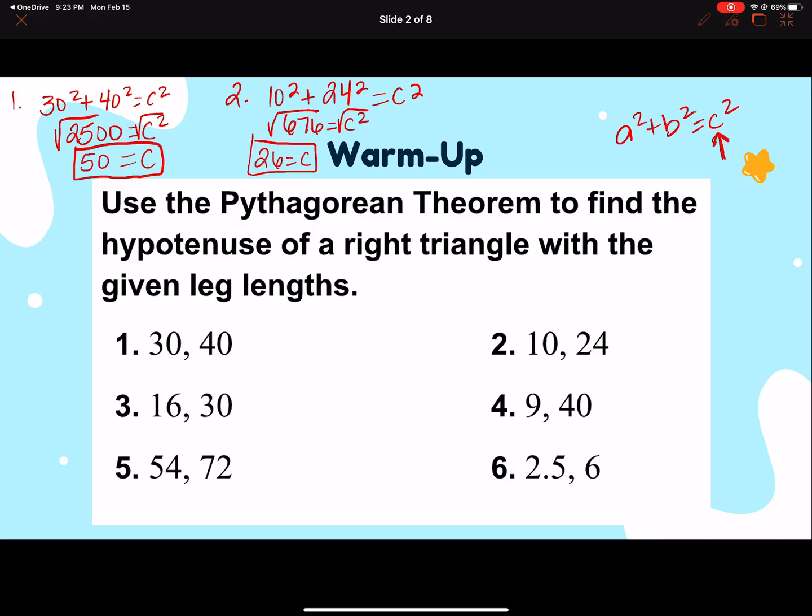Okay, for number 3, I'm going to write over here really small. We've got 16 squared plus 30 squared equals c squared. If you added those together, you would have got 1,156. But that's c squared, so we would take the square root of that. And this time, I again got a natural number. So all 3 of these so far have been natural numbers, so they've all been rational.